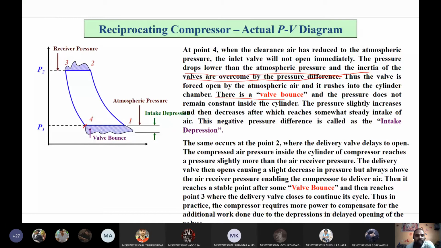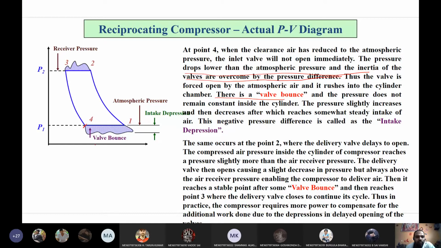The pressure slightly increases then decreases. If you see, it is a wavy form. This wavy form means the pressure is not at all constant. If it is a horizontal line, we can say that the pressure is constant, but due to the inertia of the walls, due to the valve bounce, because the valve is not open instantaneously, it is opening slowly, therefore the pressure is also varying according to the opening as well as closing of the valve.